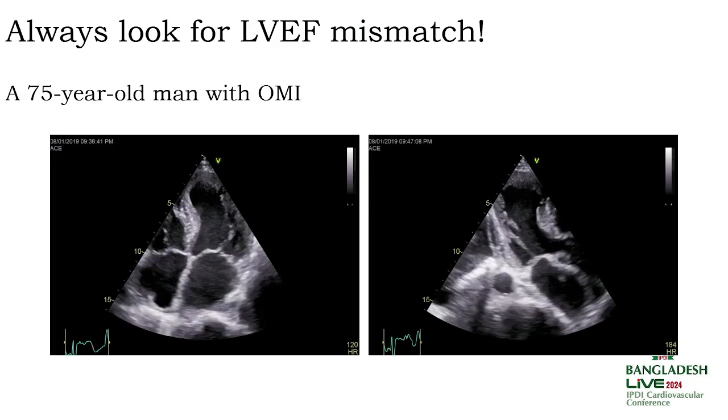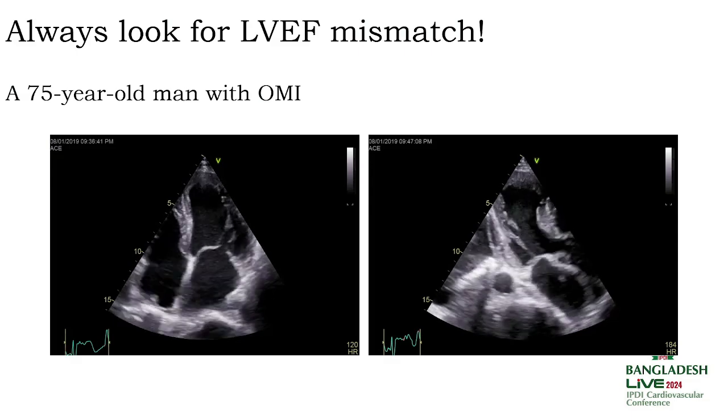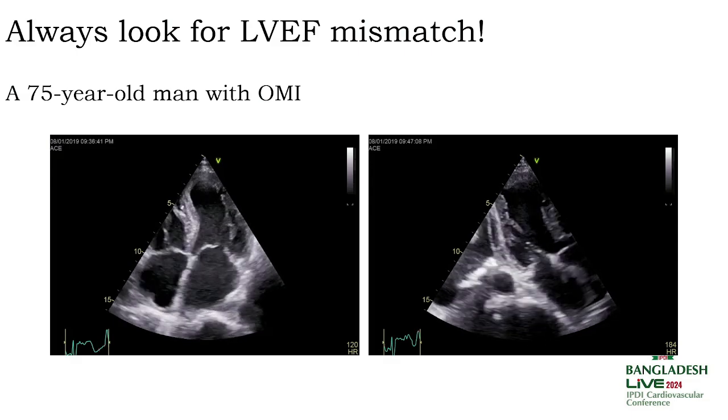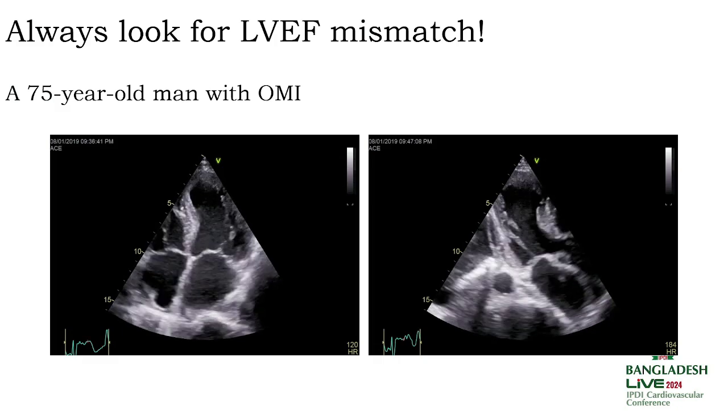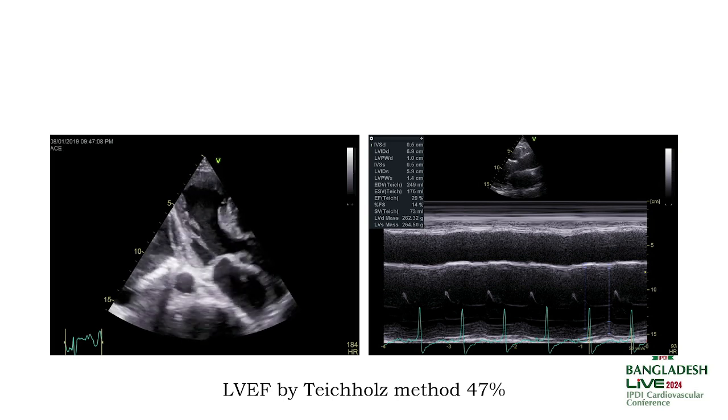Always look for left ventricular ejection fraction if there is mismatch. Just consider this 75-year-old man with old myocardial infarction, and here you are seeing that the predominant pathology is in the septum, and the septum is rather dyskinetic. When the ejection fraction by the Teichholz method was considered, this came to 47%. Why? Because if you are looking at the basal part of the left ventricle, it is contracting well. So whenever the M mode is passing through this area, the contractility is very good, and because of this the ejection fraction is like 47%.